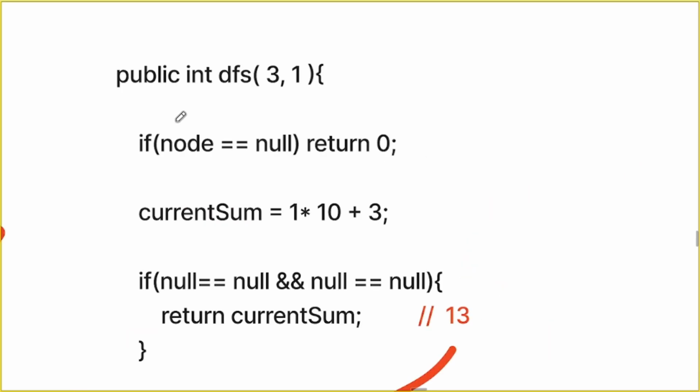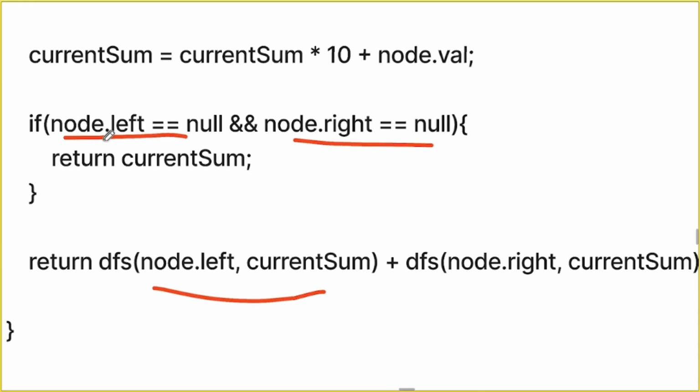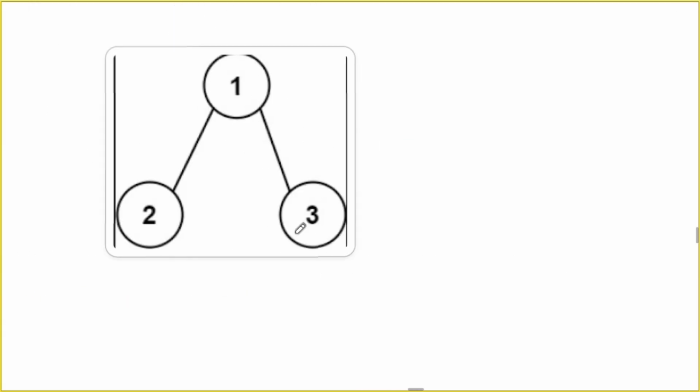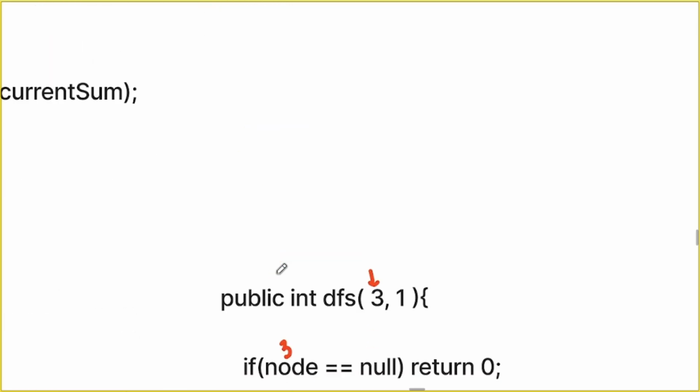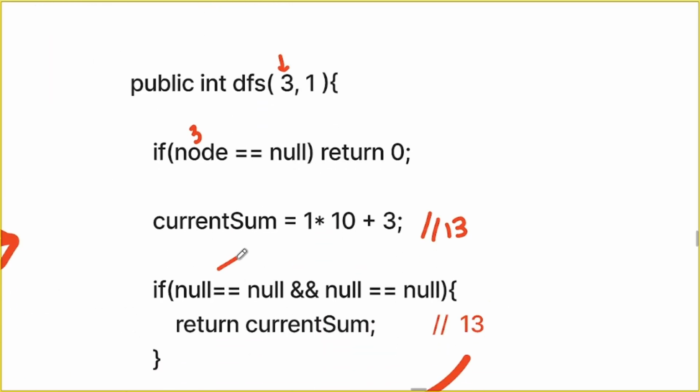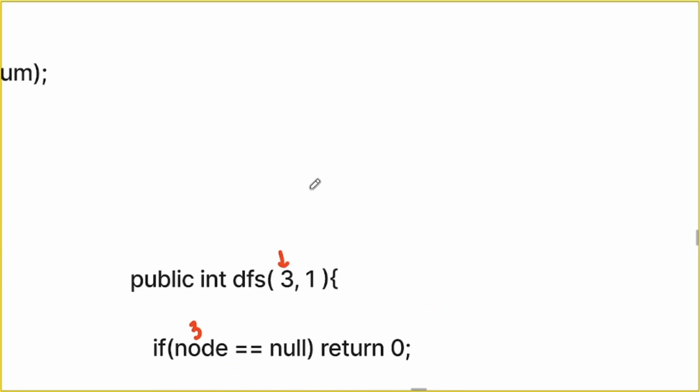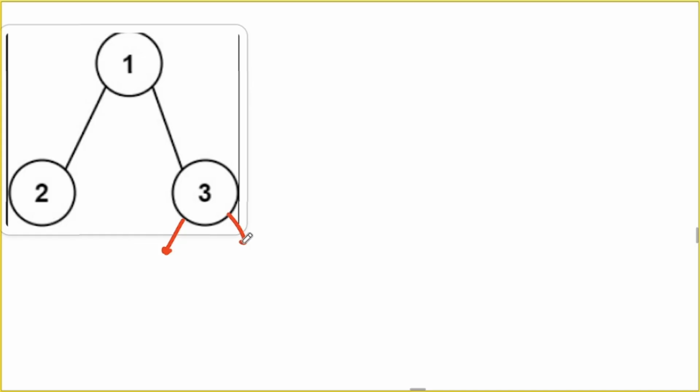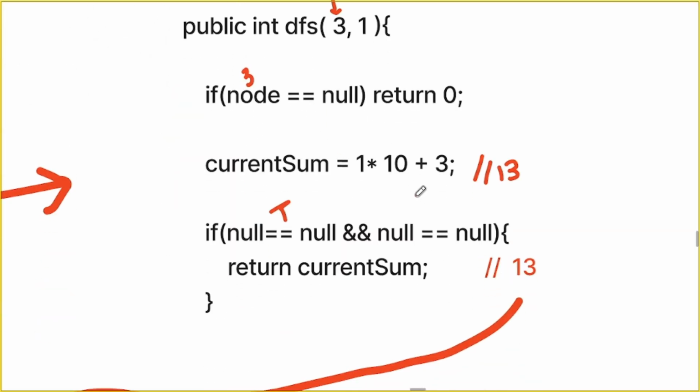Now it will check whether the node is null. No, the node is 3, it is not null. So it will calculate the current sum: current sum 1, 1 into 10 plus the node's current value 3, so the value here is 13. Then it will check whether the node's left is null. Our current node is now 3, and 3's left is null, so this is true. Then it checks whether node's right is null. 3's right is also null, so this is also true.